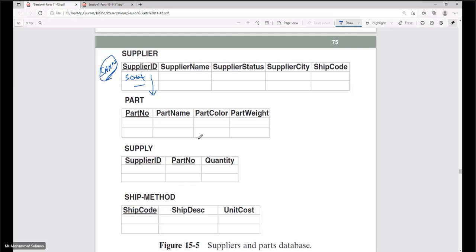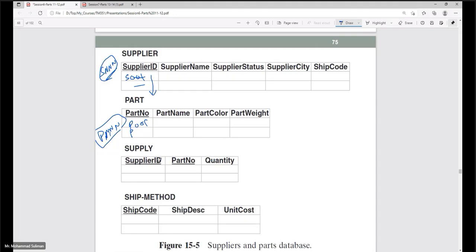Similarly, part number, let's say P001 like this. So it is P, then a number, then another number, then another number, 3 numbers, starting with P. So all the part numbers should come in this fashion. That is the domain of part number and the domain of supplier ID.